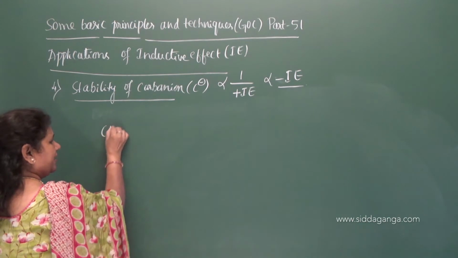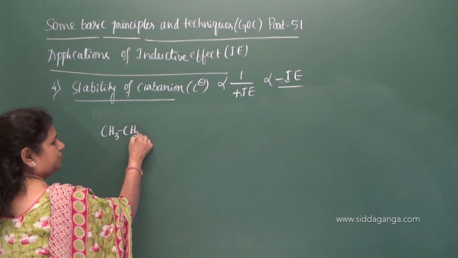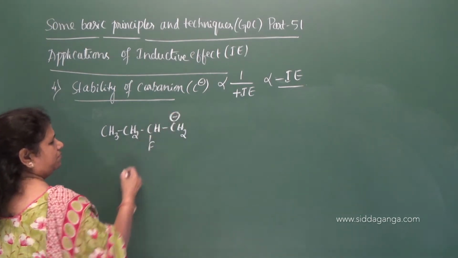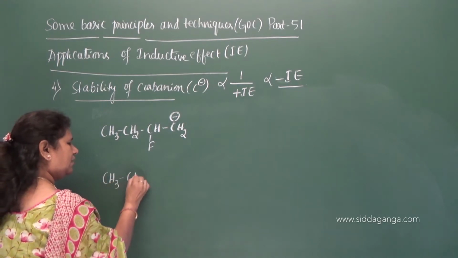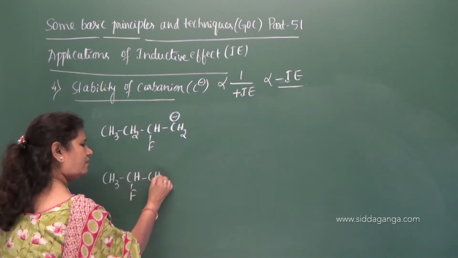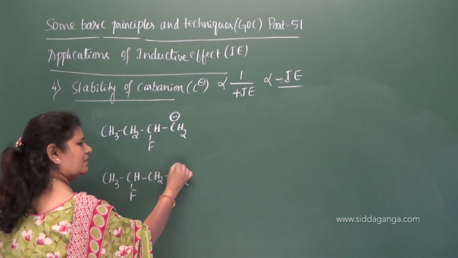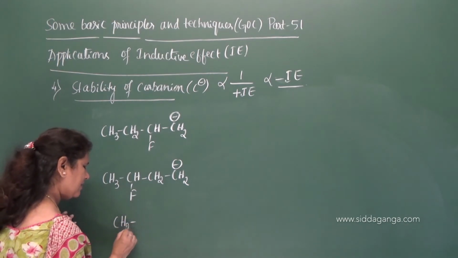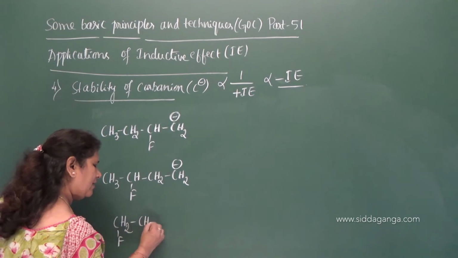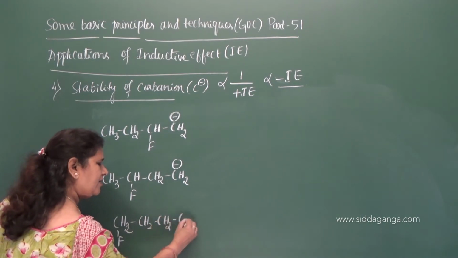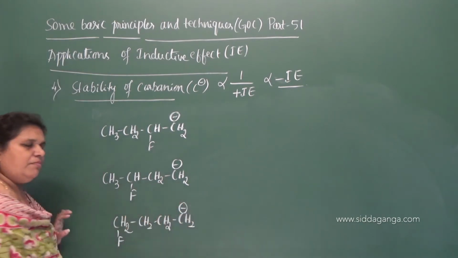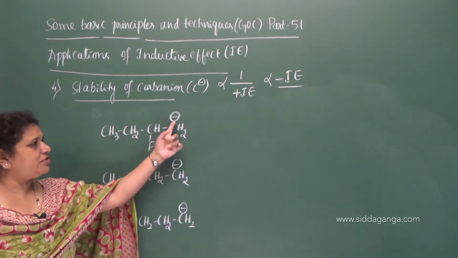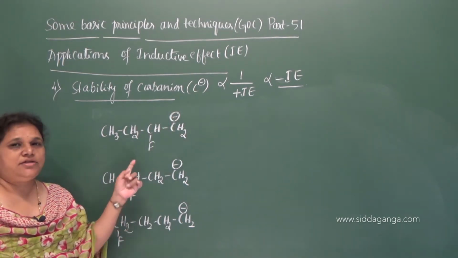Consider CH3 CH2 CHF CH2 minus. That is CH3 CH2F CH2 CH2 minus. So in the beginning, we have a propyl group attached to the negatively charged carbon, correct?